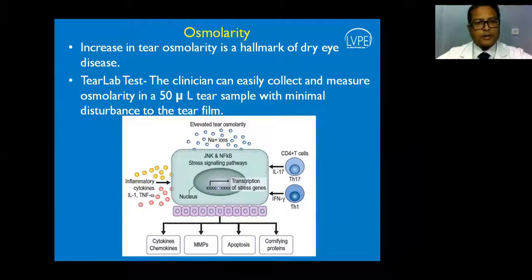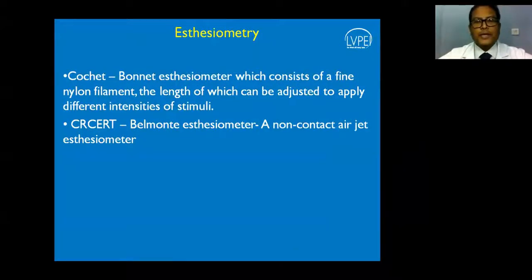Osmolarity is the hallmark of dry eye, and preferably the test for osmolarity needs to be done before any other tests are administered, so that one can get the tear film which is not affected by instillation of different drops or stains into the eye. A 50 microliter tear sample can be easily collected with minimal disturbance of the tear film. Aesthesiometry is again helpful to know the state of the corneal sensation, assess a poor blink rate, and the degree of sensitivity of the cornea. This can be done with a Cochet-Bonnet aesthesiometer or a Belmonte aesthesiometer.